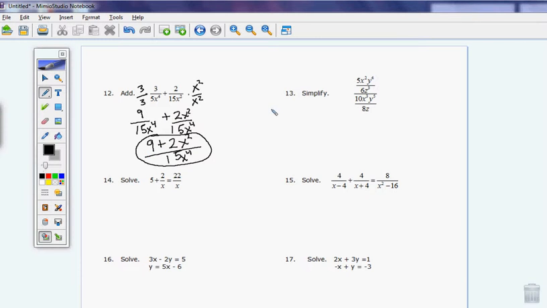Now over here, this looks really crazy, but it's actually just a problem where you multiply by the reciprocal. So the numerator here is this, and then this division right there, we're actually going to change into a multiplication, and then we're going to flip the bottom fraction. So that's going to be multiplied by 8z all over 10 x cubed y to the fifth. And then we're going to start slicing and dicing.